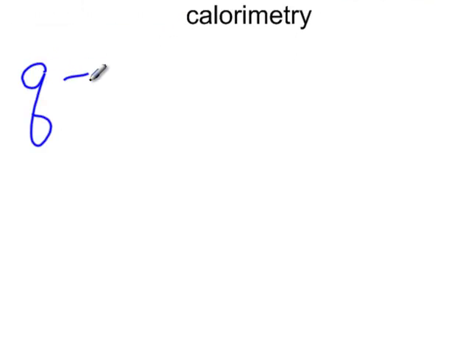The virtual lab is going to do something much more advanced, which is called a bomb calorimeter. Very, very similar though. Let's talk about how to do calorimetry. The basic equation for calorimetry is Q equals mC delta T. Your book actually says S m delta T, but it's the same thing.